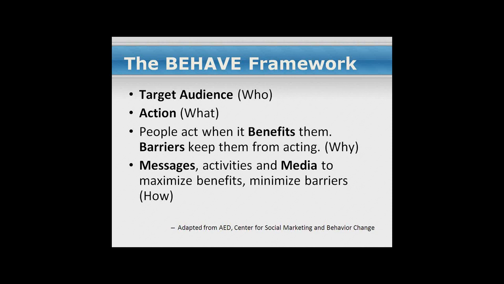The framework involves several key elements, and these are four of the main ones. Target audience: who are we trying to reach? The action: what is it we want them to do? Understanding that behavior change comes when people have something that benefits them, and the barriers that keep them from acting are reduced. So that's our why. And then we also have messages, activities, and media that show the benefits, show how to minimize barriers, and help us reach that target audience with the message we want to share with them.